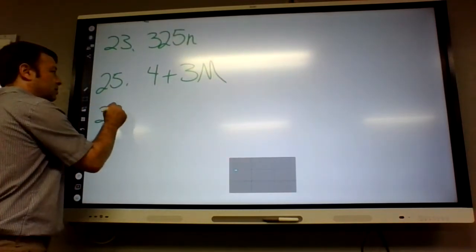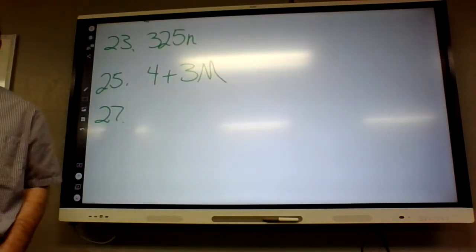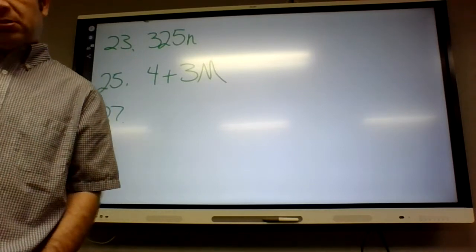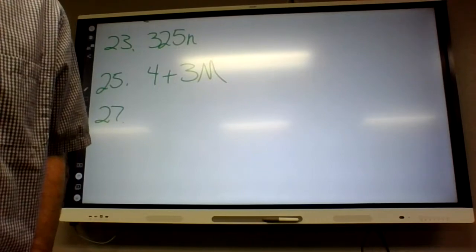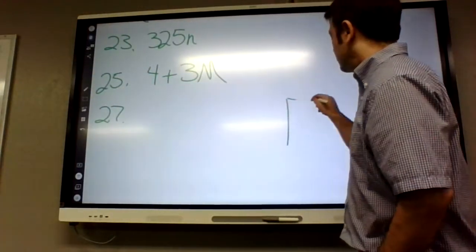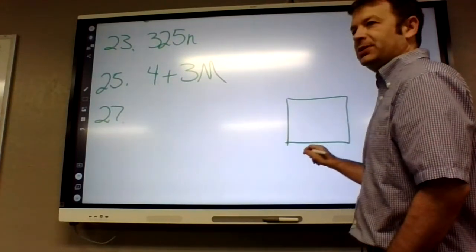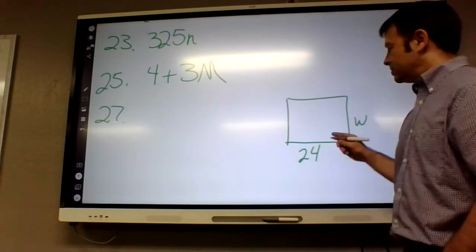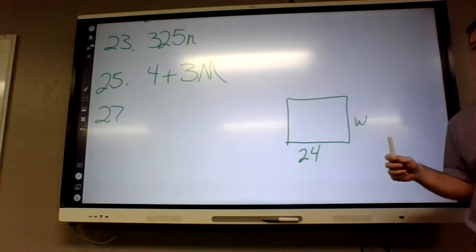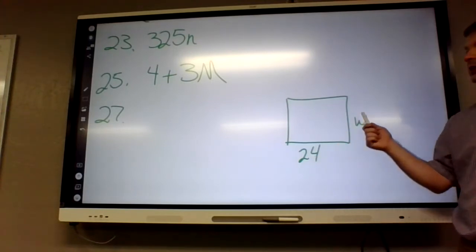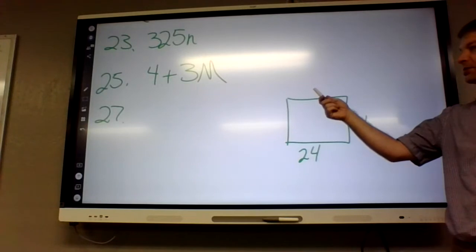What about 26? The perimeter of a rectangle 24 units long and W units wide. That one is weird. What does it say? 24 units long and W units wide. So how do you find the perimeter of a rectangle? Don't you add all the sides together? Now, they only told us the length and the width, but what would this be? 24.